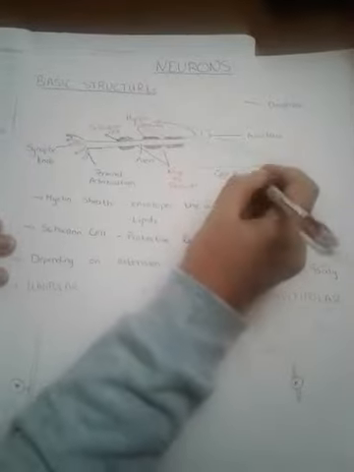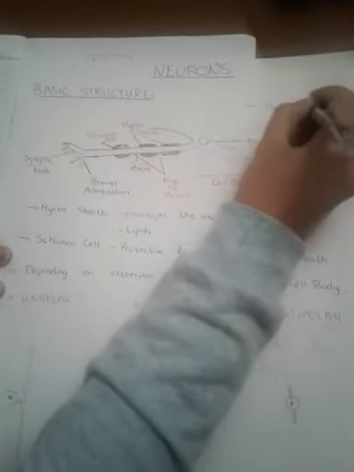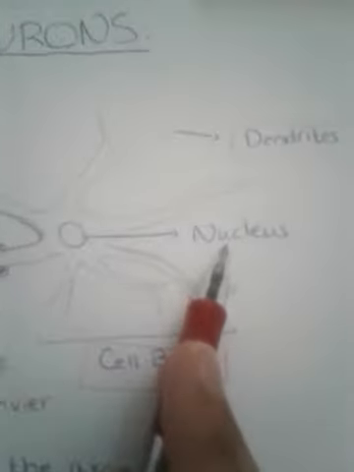What is the neuron? This is the basic structure of the nervous cell or the neuron. We've got a cell body, axon, terminal arborization, and dendrites. Okay? So the cell body contains the nucleus, which is the brain of the cell.